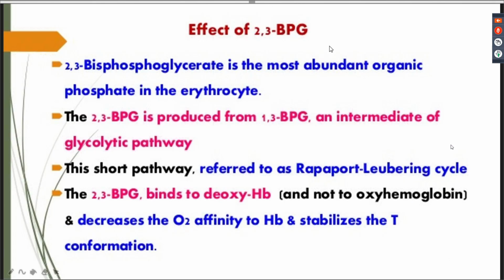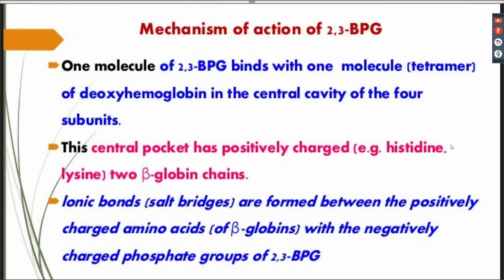So the next allosteric effector is 2,3-DPG. 2,3-DPG is the most abundant organic phosphate in the erythrocyte. How is it formed? It is formed as an intermediate of the glycolytic pathway from 1,3-BPG. And this cycle is known as the Rapoport-Luebering cycle. This 2,3-DPG binds to deoxyhemoglobin. It doesn't bind to oxyhemoglobin, means it favors the tense form, and it decreases the affinity of oxygen to hemoglobin and leads to the release of the oxygen to the tissues.